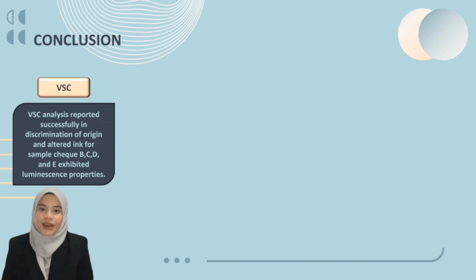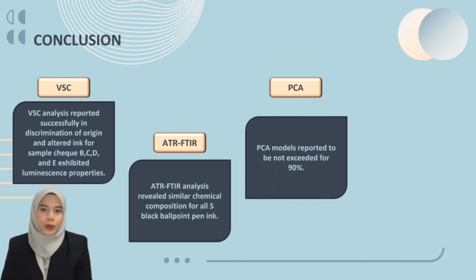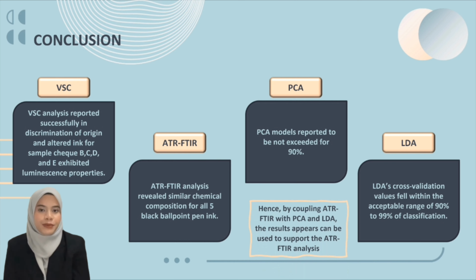In conclusion, the analysis reported successful detection of origin and altered ink for sample types B, C, D, and E. The ATR-FTIR analysis revealed similar chemical composition for all 5 black ballpoint pen inks, which proceeded to chemometrics to observe the underlying pattern of the spectral data. PCA models were also reported not to exceed 90%, while LDA cross-validation values fell within the acceptable range of 90% to 99% classification. Hence, PCA and LDA results can be used to support the ATR-FTIR analysis.